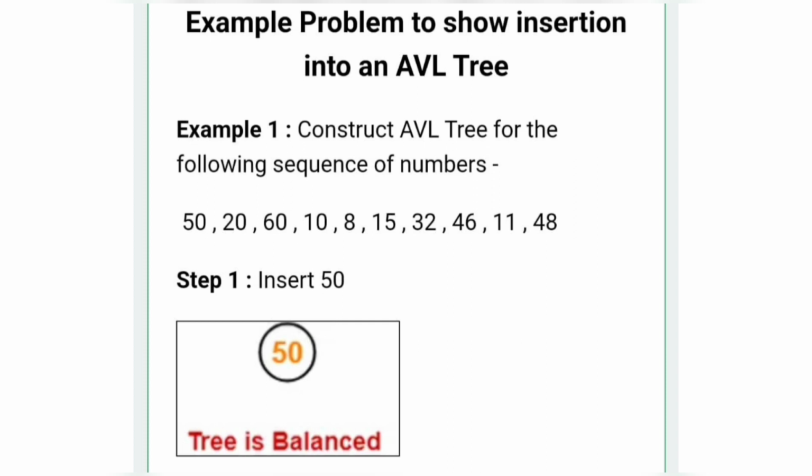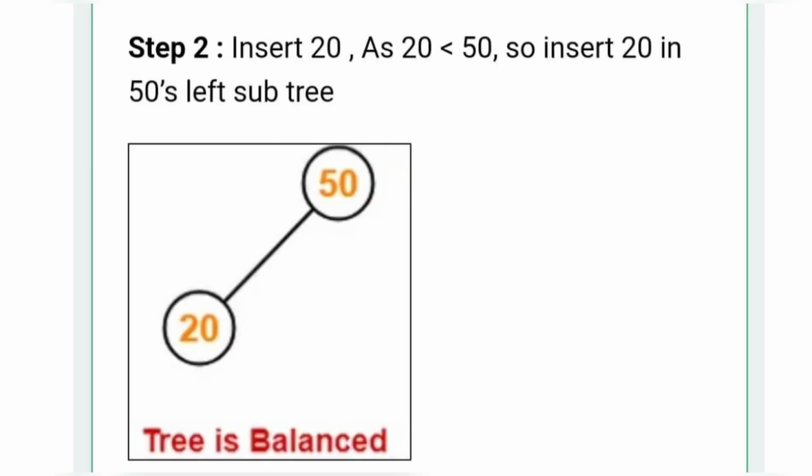Here's an example problem to show insertion into an AVL tree. Example 1. Construct an AVL tree for the following sequence of numbers: 50, 20, 60, 10, 8, 15, 32, 46, 11, and 48. Step 1. Insert 50. The tree is balanced. Step 2.